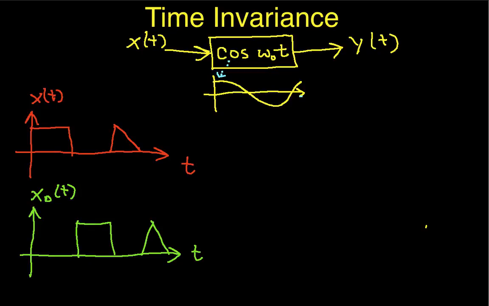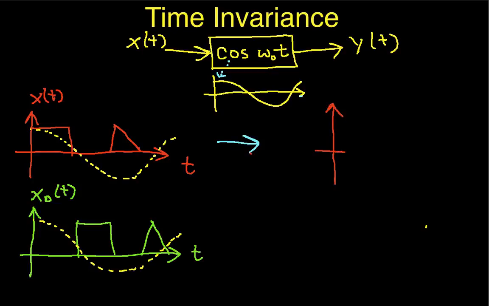So what I'll do is plot this cosine omega 0 t here, and we'll plot it here. And in both of these cases, to get the output, we need to multiply the input by this cosine omega 0 t. So the output in this case is going to look something like this.